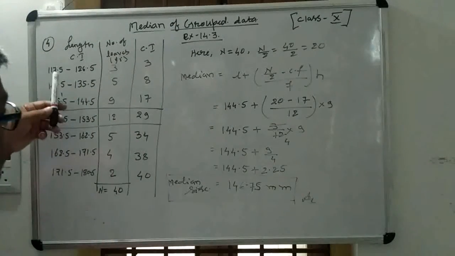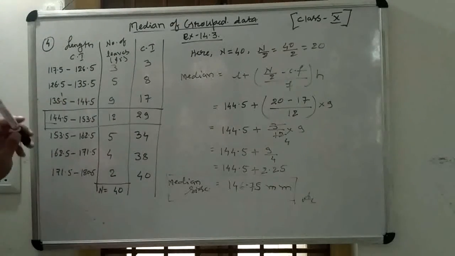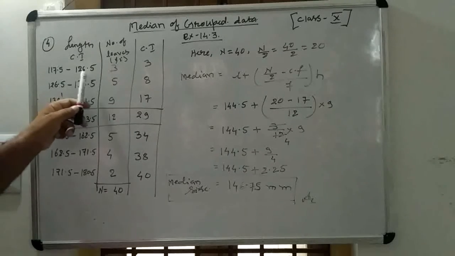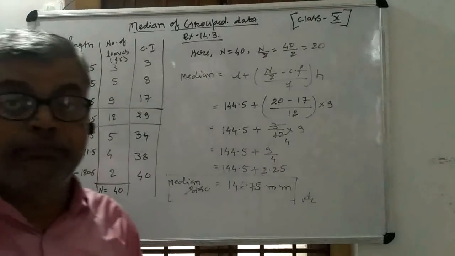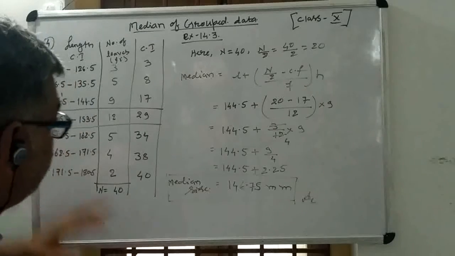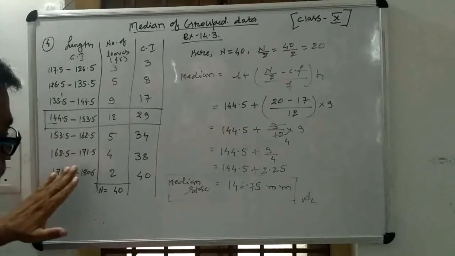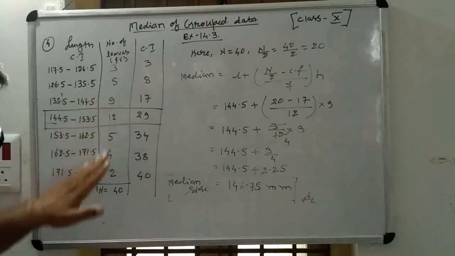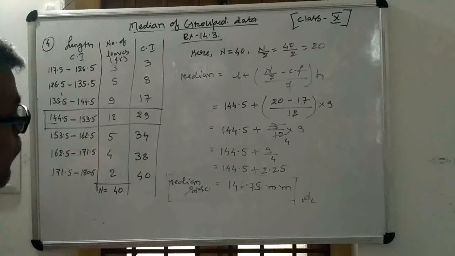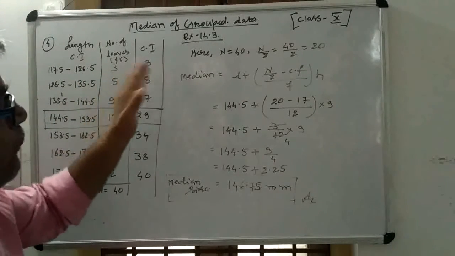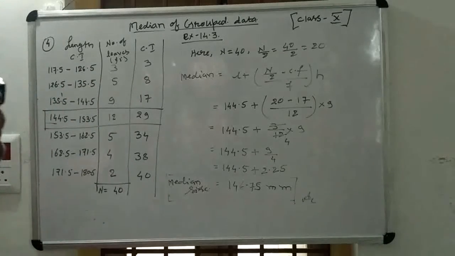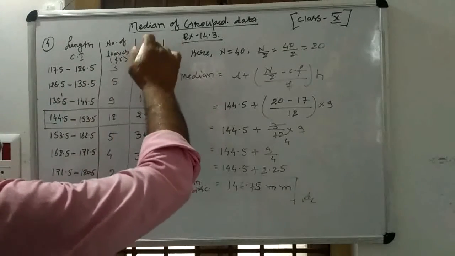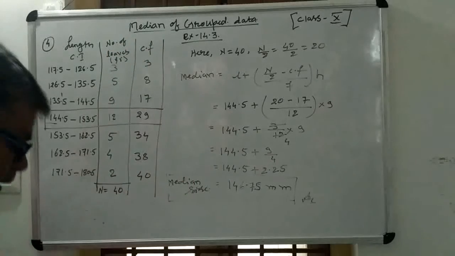So we have subtracted 0.5 from the lower limit and added 0.5 to the upper limit. In this way, our class interval has been completed and the frequencies were given. When frequencies are given, we calculate their cumulative frequency, CF.